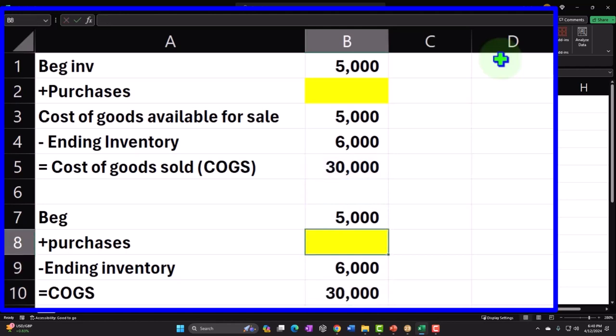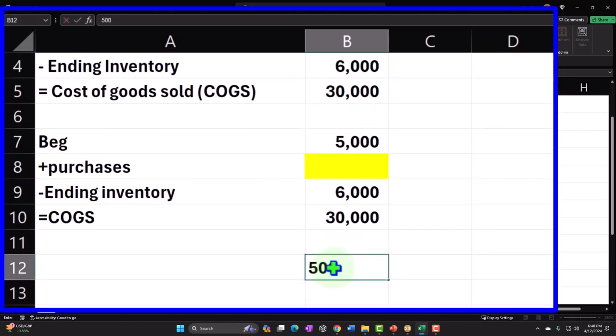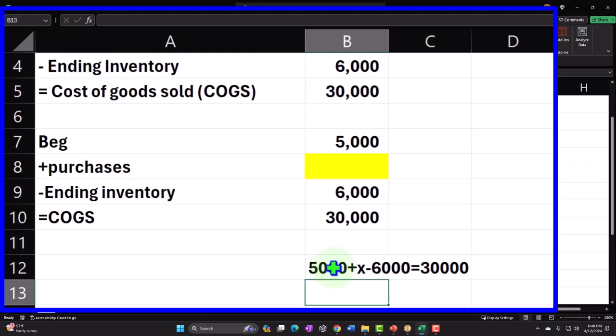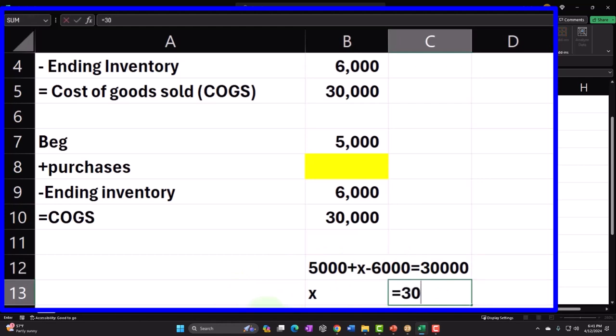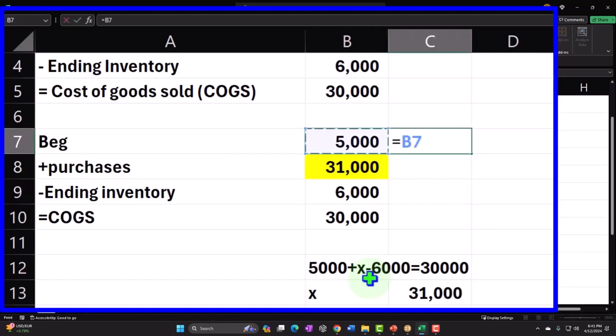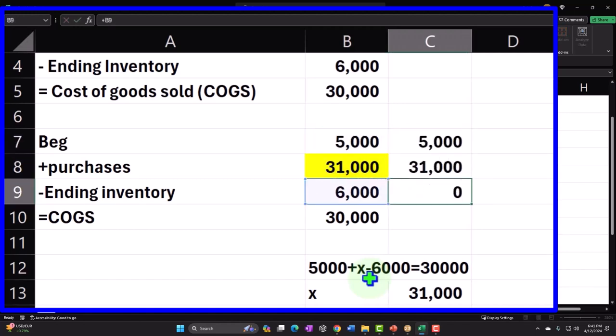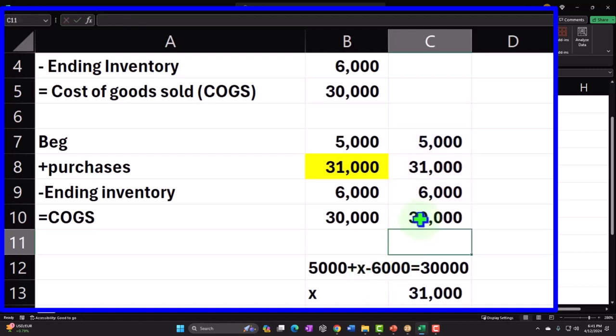So the question is, what are the purchases? If I write this out algebraically, we would have 5,000 plus X minus 6,000 equals 30,000. Then, of course, we can solve for X. X is going to equal 30,000, and then I would subtract the 5,000 from both sides, and add the 6,000 to both sides. So this should be 31,000. Let's double check that: 5,000, 31,000, and then 6,000. That means the beginning balance plus purchases minus ending inventory gets us to the 30,000.